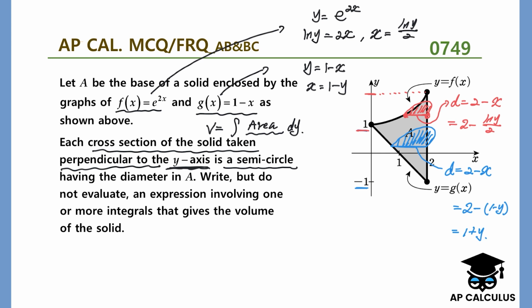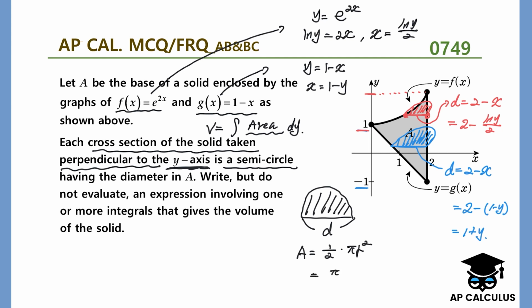So far so good? Now we have to find the area of the cross-section semicircle. Here, if we have a semicircle with the diameter d, see here's the d, we know that the area of the semicircle is 1/2 times pi r squared, since the area of the circle is pi r squared.